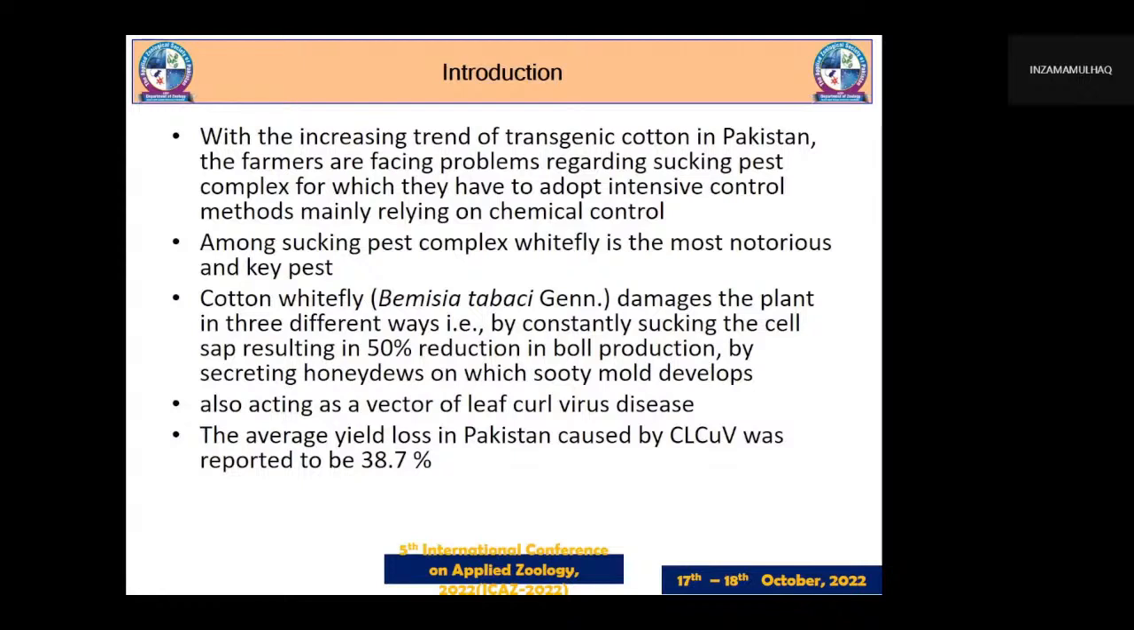Cotton whitefly, whose technical name is Bemisia tabaci, damages the plant in three different ways. Firstly, by constantly sucking the cell sap, resulting in 50% reduction in boll production. Second, by secreting honeydew drops on which sooty mold develops. And third, by acting as a vector of cotton leaf curl virus disease. The average yield loss in Pakistan caused by cotton leaf curl virus was reported to be 38.7%.